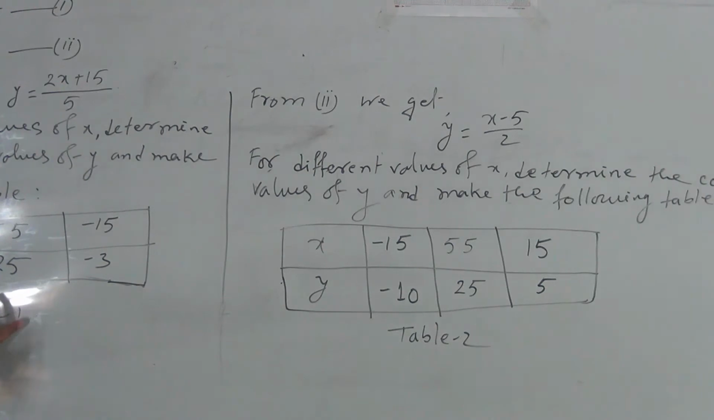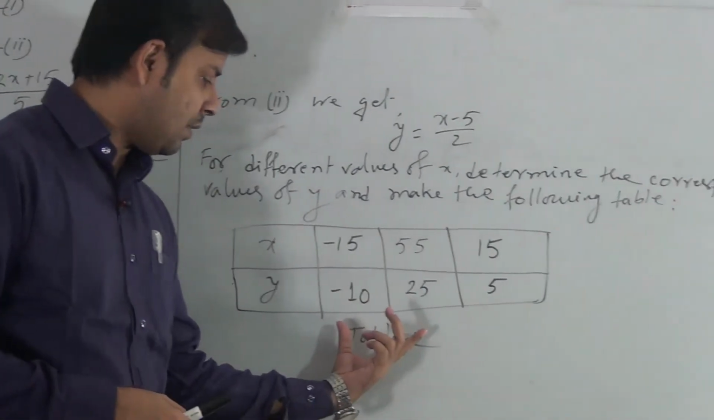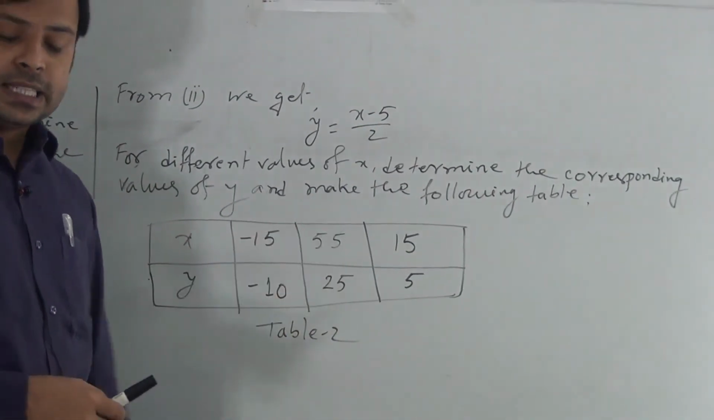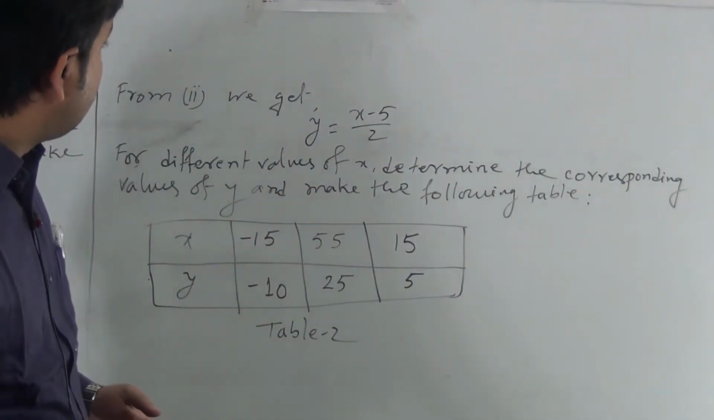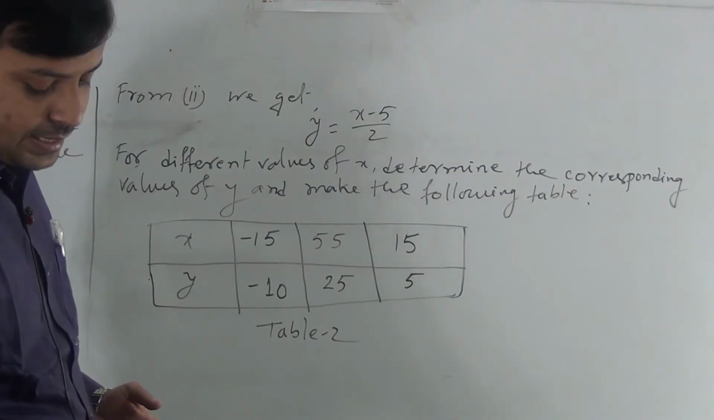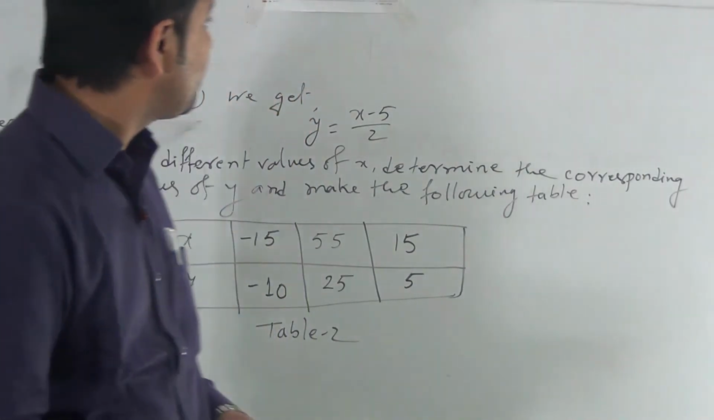Now if we put these 3 points on the graph paper, then we will get a straight line for equation 1. If we put these 3 points of table 2, we will get another straight line on the graph paper, and these 2 straight lines will intersect each other. Okay dear students, now see, I will put the points.